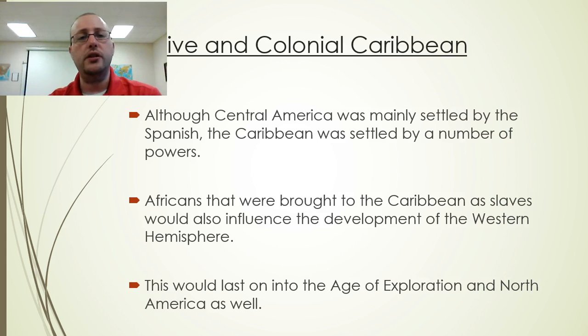Although Central America was mainly settled by the Spanish, the Caribbean was settled by a number of different powers. Africans that were brought to the Caribbean as slaves would also influence the development of the Western Hemisphere. This will last until the age of exploration in North America as well. And of course, we know of the African slave trade.